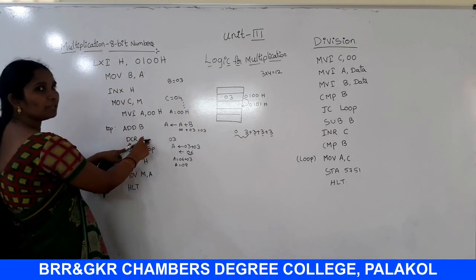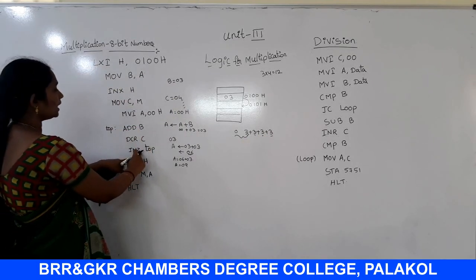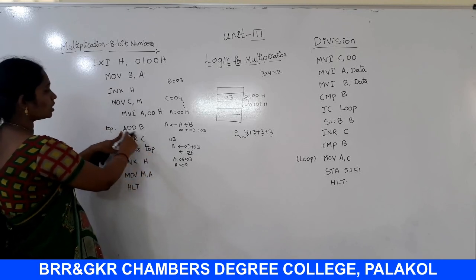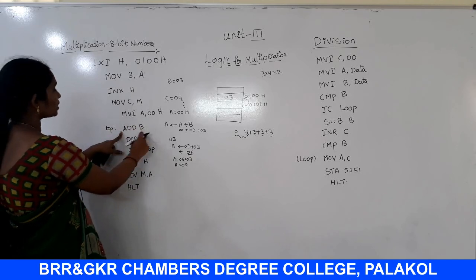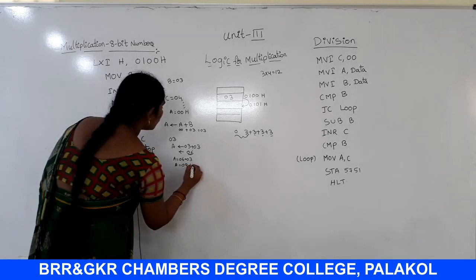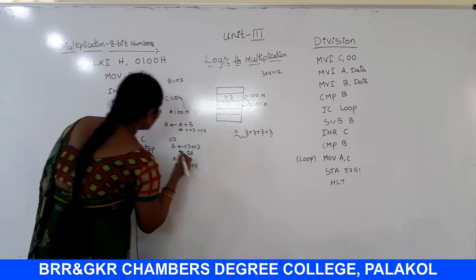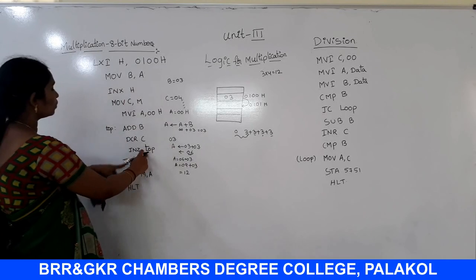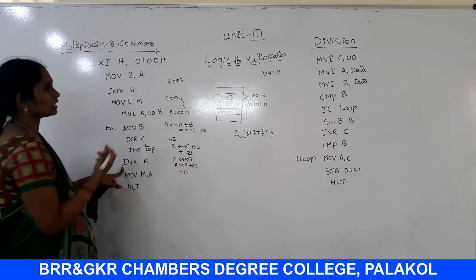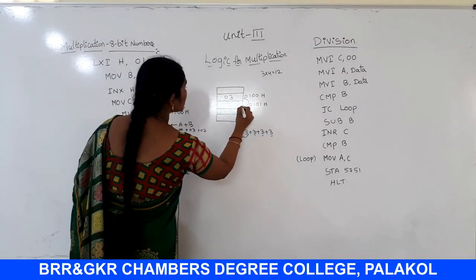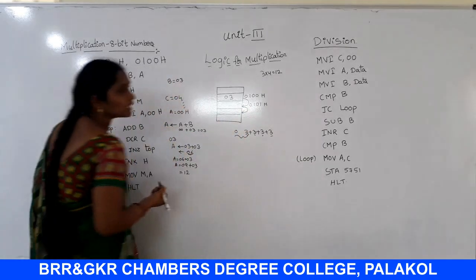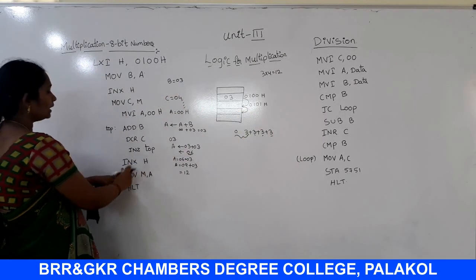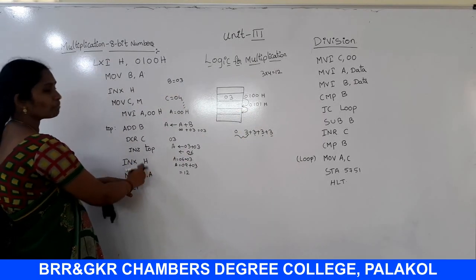Okay, so therefore it will be decrementing, then JNZ top. So since it is non-zero we have to jump, and next we will add 03 again here. Therefore finally the answer is 0C, that is 12. Okay. So we will increment the HL register pair. Why? Because we have to save the result in the accumulator to this memory location.